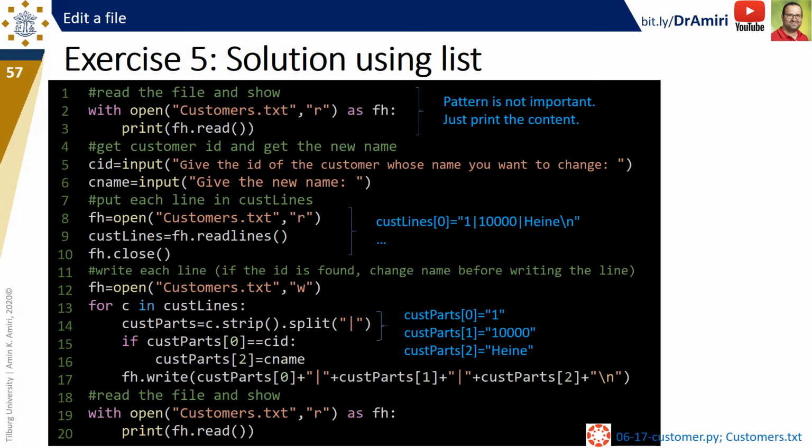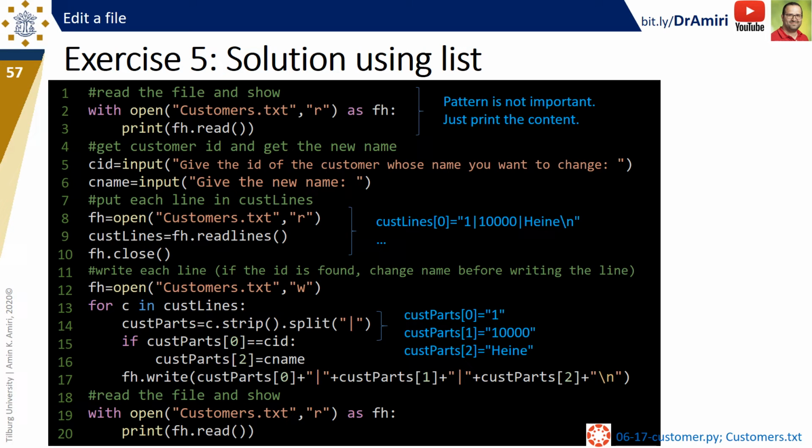So in lines 4 to 6, I get the input from the users: the ID of the customer whose name we want to change, and the new name from the user. Afterwards, in lines 7 to 10, I read everything from the file, and I use readlines to do that.